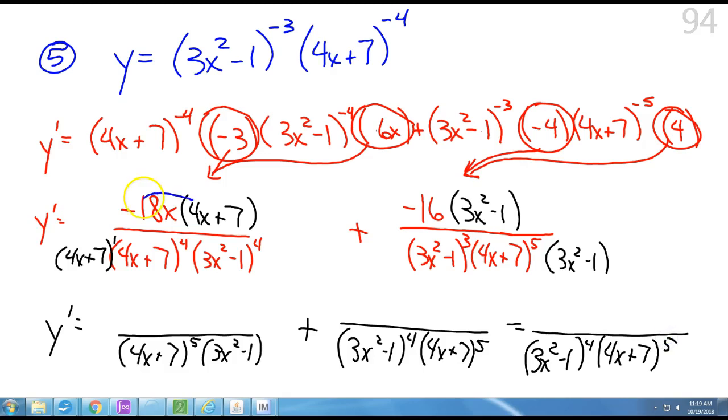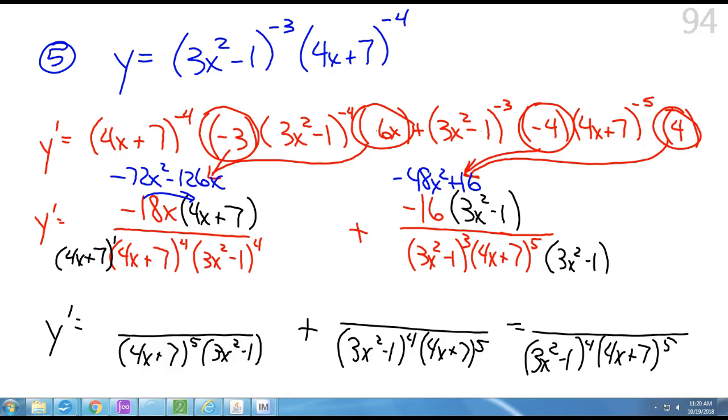So this is negative 72x squared minus 10 times 7 is 70, 18 times 7 is 126. So minus 126x. Yeah, that's right. And then over here is negative 48x squared plus 16.